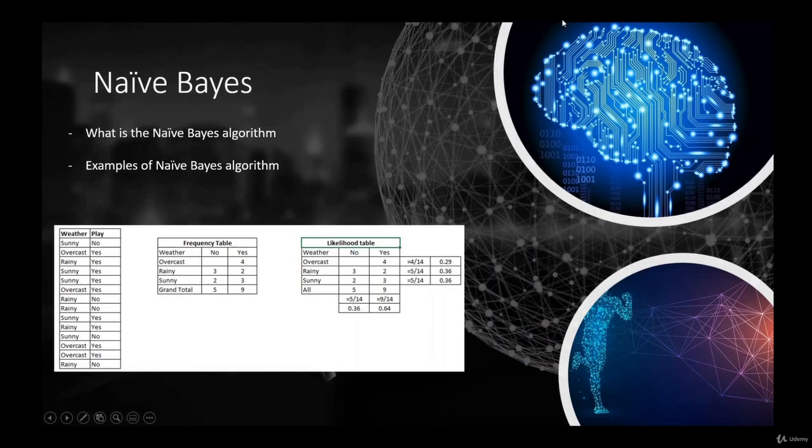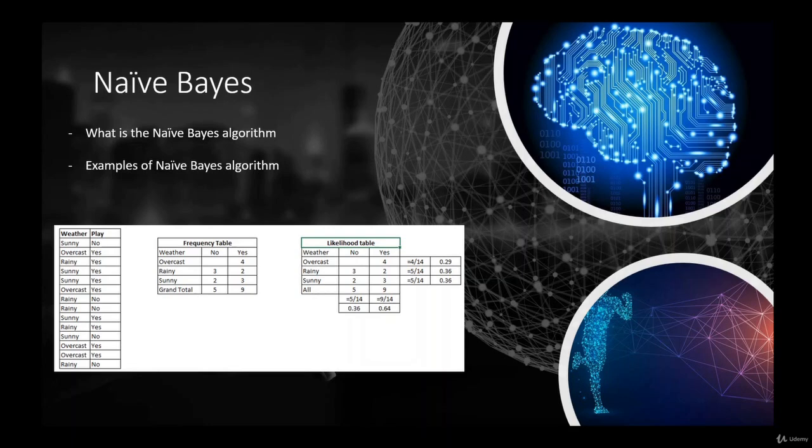All right, another algorithm that we are going to talk about today will be naive Bayes. This is another algorithm that is really used in machine learning. So what exactly is naive Bayes? This is a classification technique that is based on Bayes' theorem, so to be able to work with it, you need to understand Bayes' theorem. It assumes that there is independence among predictors.